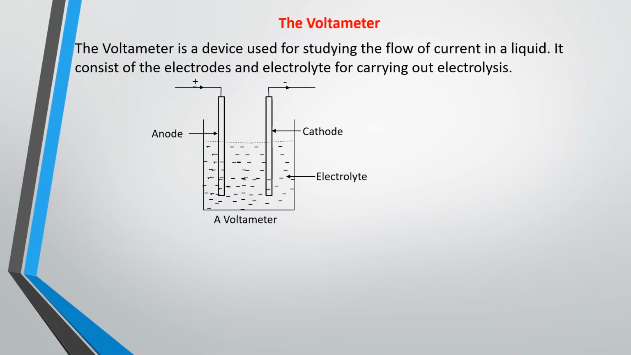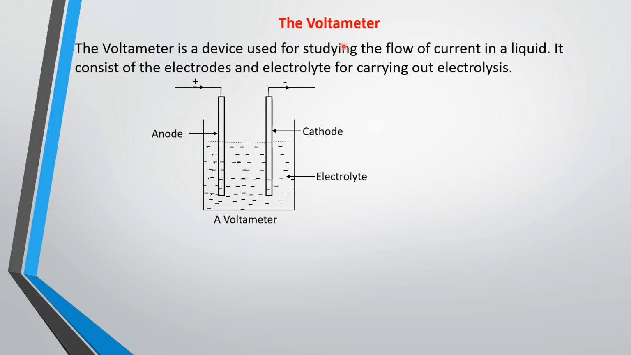So we have an instrument that is used to study electrolysis, and that instrument is called the voltameter. The voltameter is a device that is used to study the flow of current in a liquid. It consists of the electrodes and electrolyte for carrying out electrolysis.